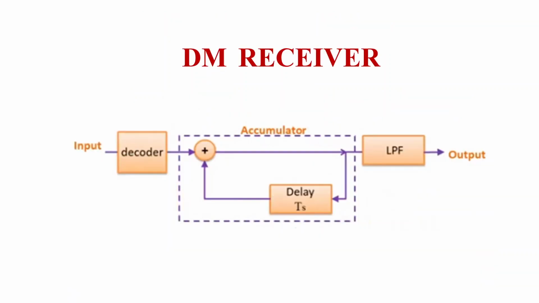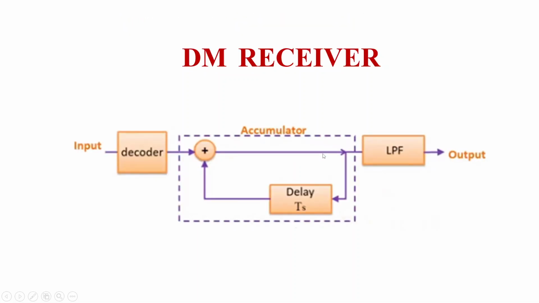Coming to the delta modulation receiver, the decoder will receive the digital code of bits 1 and 0, and here the accumulator again has an adder and delay element, which is used to convert it into a signal. That signal will be passed through a low pass filter. The low pass filter is used to smoothen and reconstruct the input waveform.